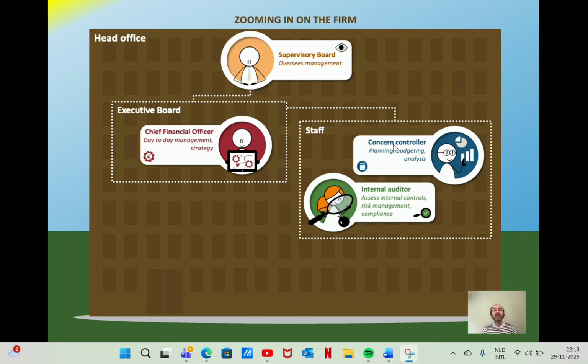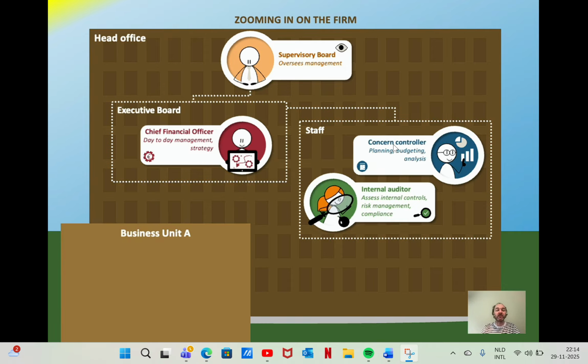business units. And the internal auditor actually does something similar to the external auditor, but then within the firm. So they also assess internal controls, make sure that what is reported is true, objective, verifiable, and they also check whether these systems that are in place are of good quality, whether the firm complies with relevant frameworks. So those are the staff people that are relevant for us in this course.